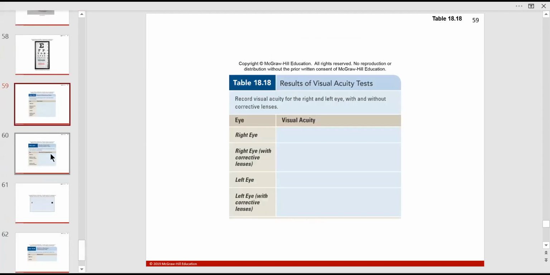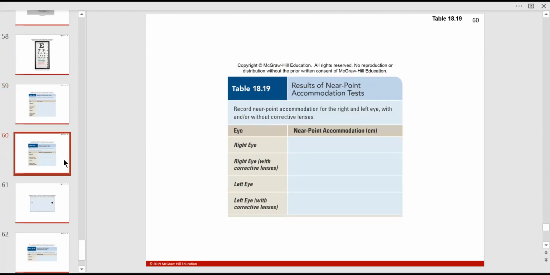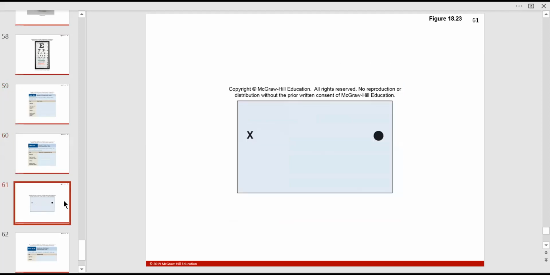And here's more tables where you could practice. This is what you'll be doing. You'll be doing the visual acuity test, that Snellen chart with the letters. And then you have the accommodation, which is your lens. You see if you accommodate to find out if you're more nearsighted or farsighted.